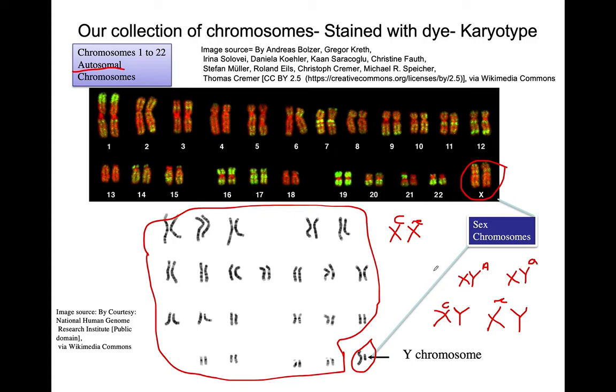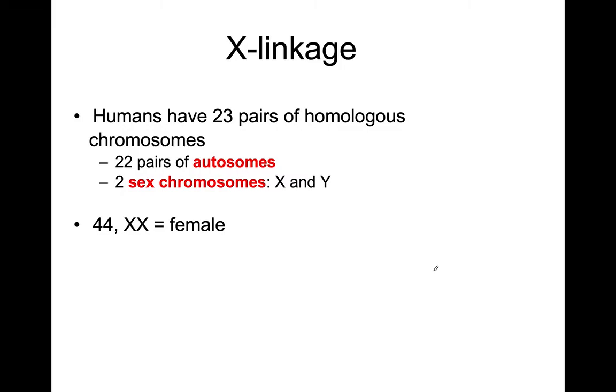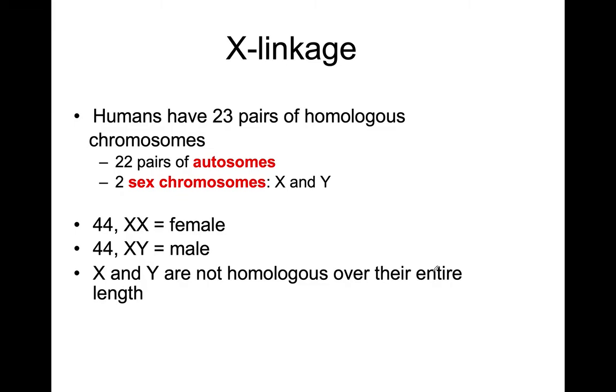Now, the fact that these genes are on sex chromosomes means their inheritance pattern shows sex dependency. And this is what we call X linkage. Just as a review, humans have 23 pairs of homologous chromosomes. 22 pairs of them are autosomes, and 2 are sex chromosomes, either X or Y. XX is female, XY is male. X and Y, as you have noticed in those images, are not exactly the same size, so they're not homologous over their entire length, but there's enough homology between X and Y that allows them to line up together on the metaphase plate.